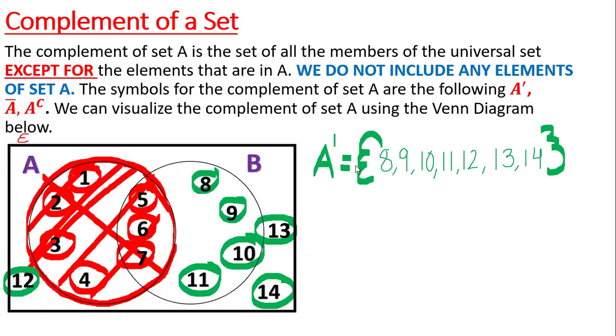Yes, sir. Okay. Do you understand this or do you need me to explain it one more time? Now I understand. Good. So for A complement, we do not include any of the elements in A. So 1, 2, 3, 4, 5, 6, 7, we don't include that. But we do include the elements that are outside of A. So 8, 9, 10, 11, 12, 13, 14. That's what we include in the complement of A.